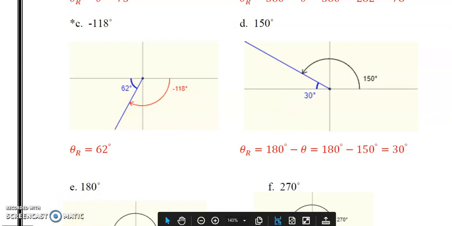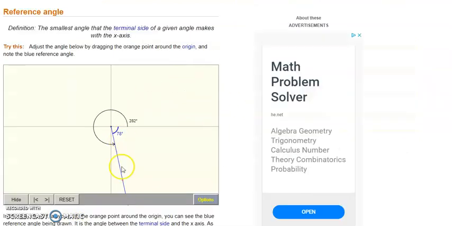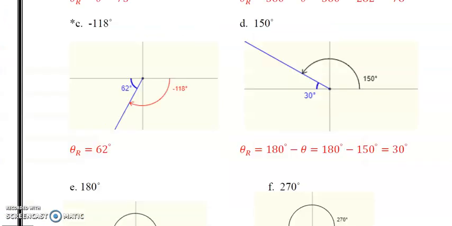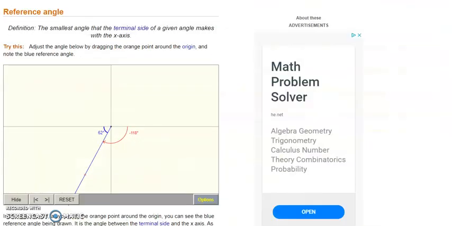150 is in quadrant 2. I'll show that other one there, the negative 150. Still 150 this time. Go back to the positive 150. A lot of you probably know right now it's going to be 30. And you'll be right. Okay?